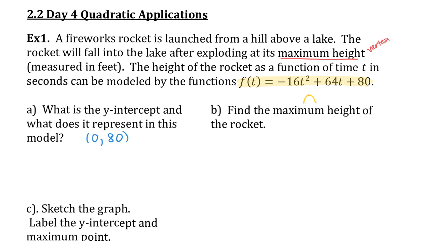The height of the rocket as a function of time, t, in seconds can be modeled by the function f of t equals this equation. So if this is my y-intercept, that's saying at t equals 0, this is 80, with the units for f of t being feet. So at time 0, this is 80 feet. 80 feet what? Let's read it again. A fireworks rocket is launched from a hill above a lake. So it starts out on a hill above a lake. So at time 0, it's 80 feet high.